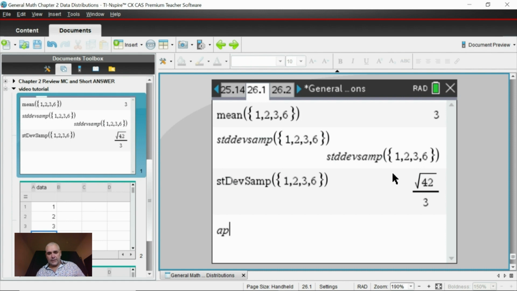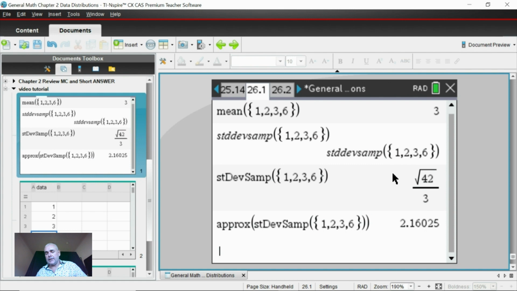What we need to do there, because my calculator is in exact mode, I can just wrap all that in approximate and I'll get my answer here. Again, closing the brackets, another bracket this time. And I should get something that's a bit more meaningful to us. So now what we can write here, having done these calculations, is we've got the mean is 3 and the standard deviation of the sample is 2.16.